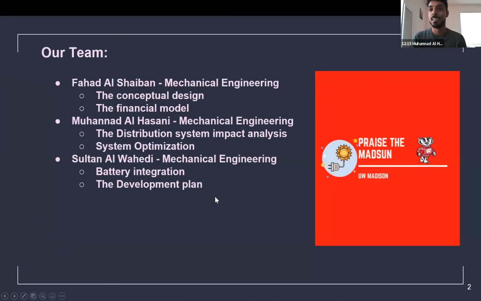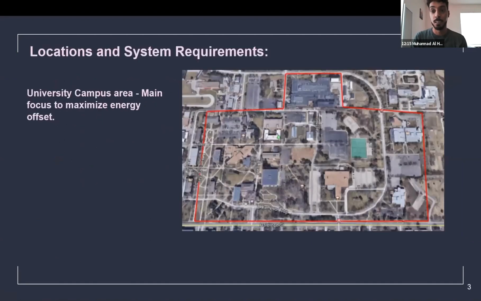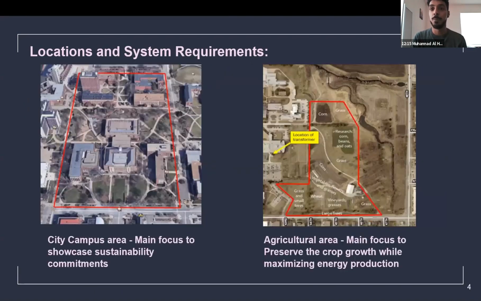Presenting today are Fahad, Sultan, and me, Mohammed. So first, let's have a quick overview of the three target areas in our design. The first and the main area is the East Campus area, where the main target was mainly maximizing the energy offset and utility savings. The second area is the agricultural area, where the main goal is to preserve the crop growth while maximizing energy production in the area. And the final area is the city campus, where the main goal was to show the university commitments to sustainability.